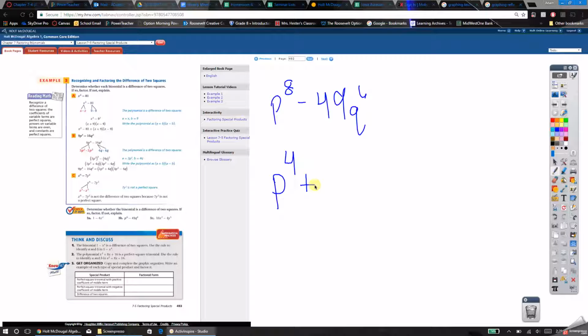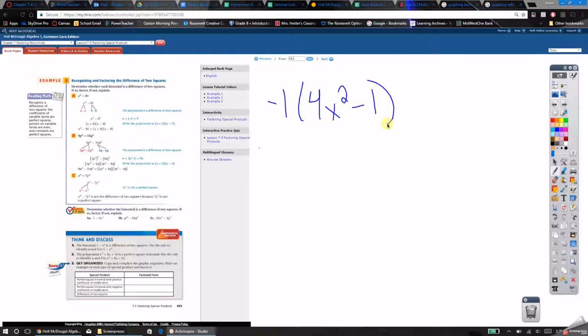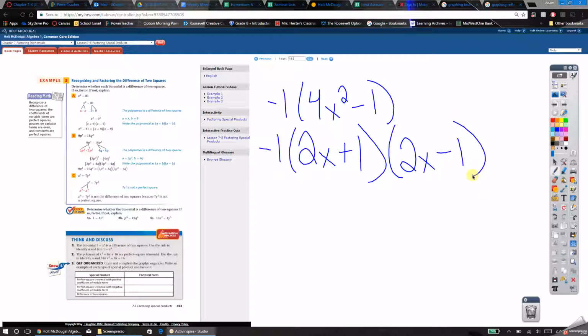Hold on, I just did 3a wrong. I'm going to go back and do 3a here before I screw this up again. So it was negative 1 times the quantity 4x squared minus 1, when I factored out the minus 1. So then that would be negative 1 times the quantity 2x plus 1 times the quantity 2x minus 1. So that is the difference of two squares. So that would be the answer for 3A. Pardon my mistake earlier.